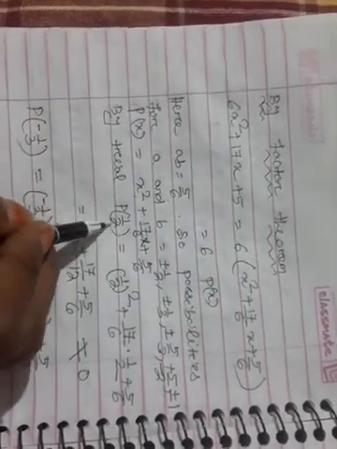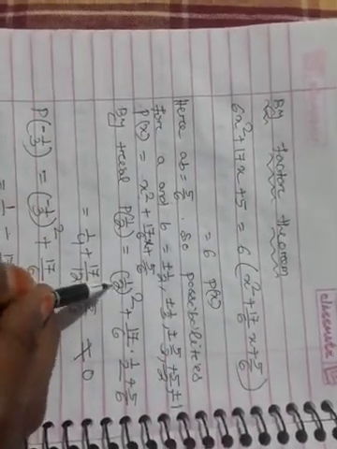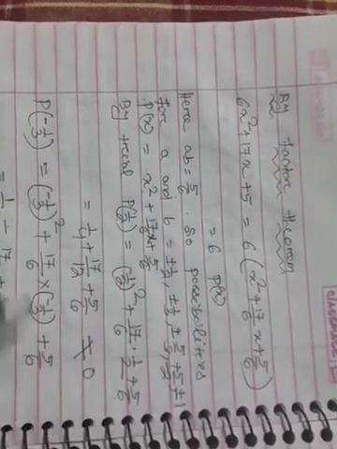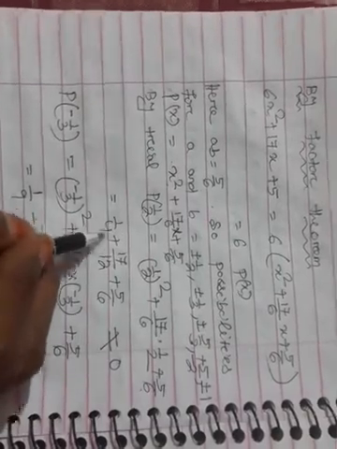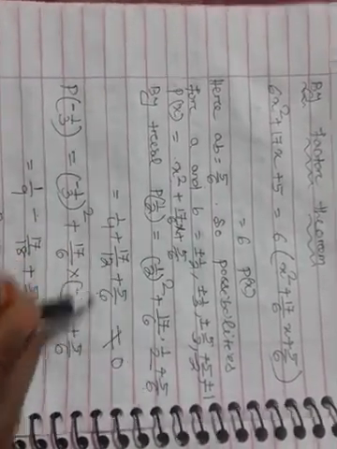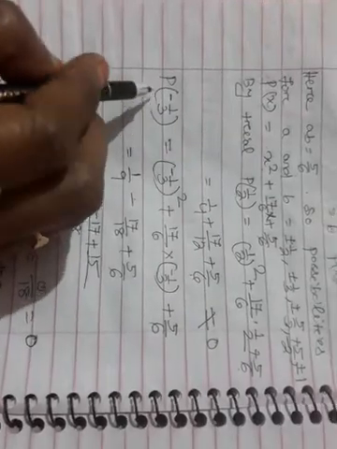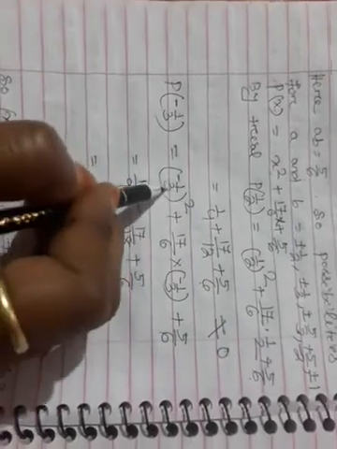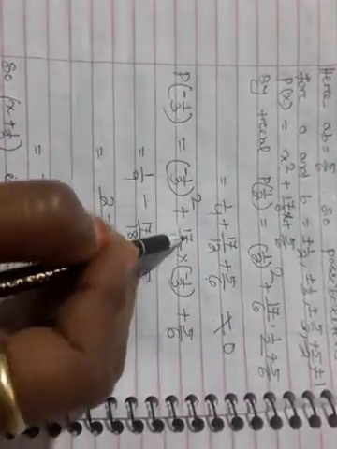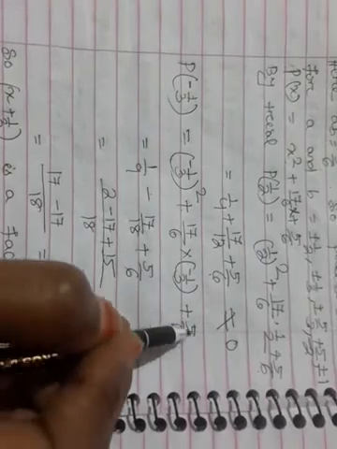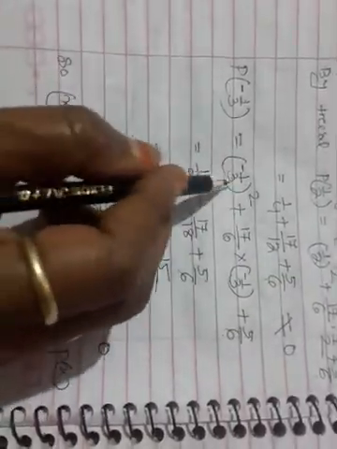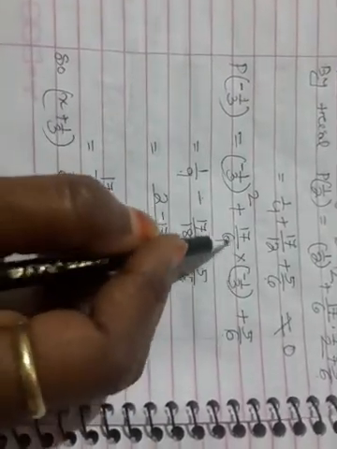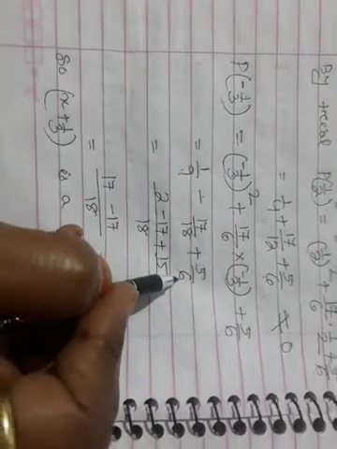By trial, p(1/2) is equal to (1/2)² + 17/6 into 1/2 + 5/6, that is 1/4 + 17/12 + 5/6, which is not equal to 0. Again we take by trial p(−1/3) is equal to (−1/3)² + 17/6 into (−1/3) + 5/6. (−1/3)² is 1/9, minus 17/18, plus 5/6.